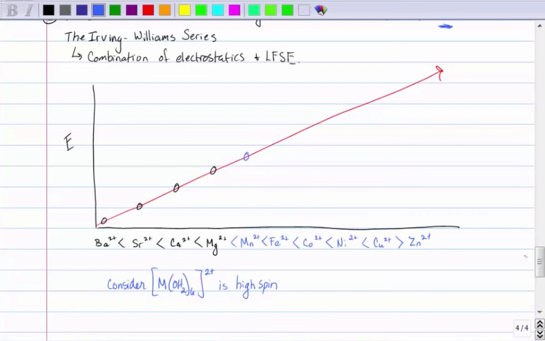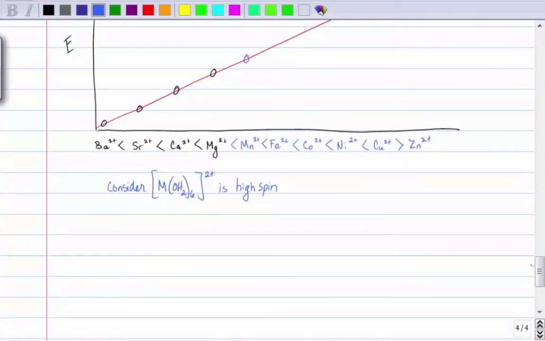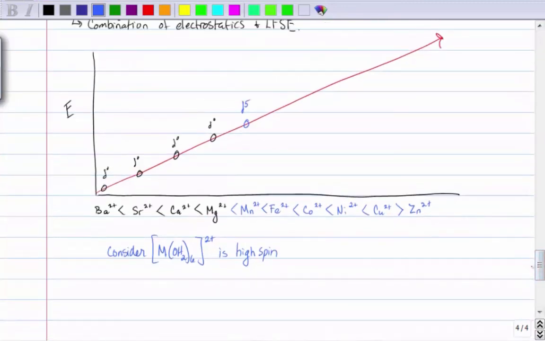Okay, so tell me about the d electron count of those five metal ions that I just placed on that line. Barium, strontium, calcium, and magnesium should be easy. They're d0. So I have d0, d0, d0, d0. What about manganese 2+? It's d5. For any of the d0 cases, it is pretty accurate to assume that their stabilities are based only on electrostatics.